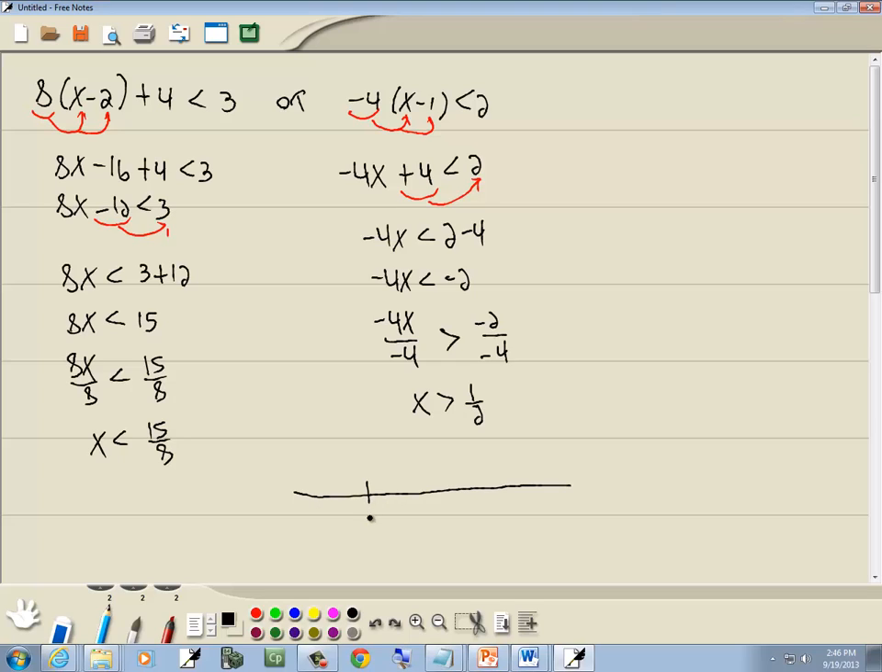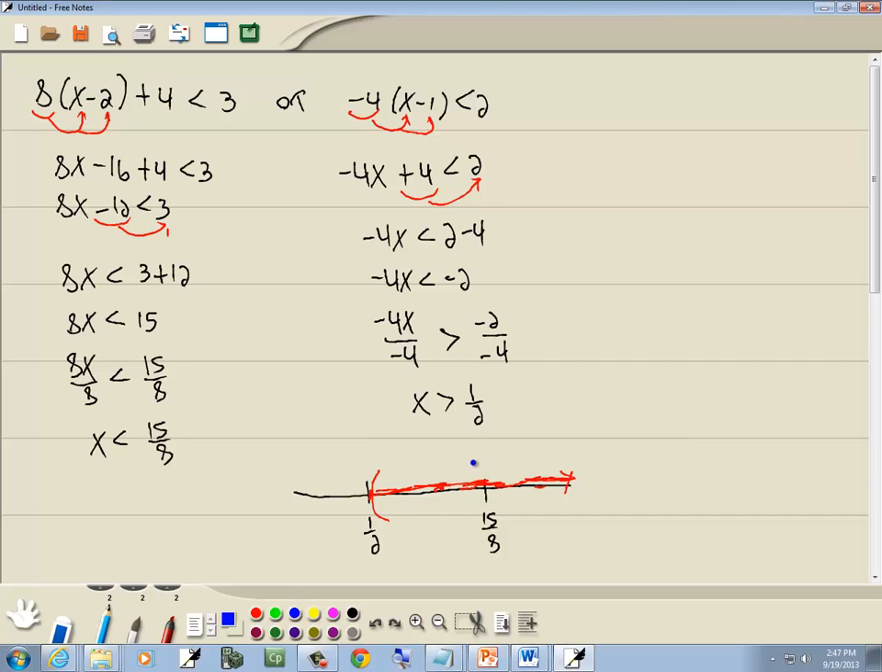Okay, 1/2, that's right here. 15 eighths would be right there. X is greater than 1/2. Parentheses on there, and then I shade to the right. Remember, the only time you put a bracket is when there's a line underneath the inequality symbol, like greater than or equal to.